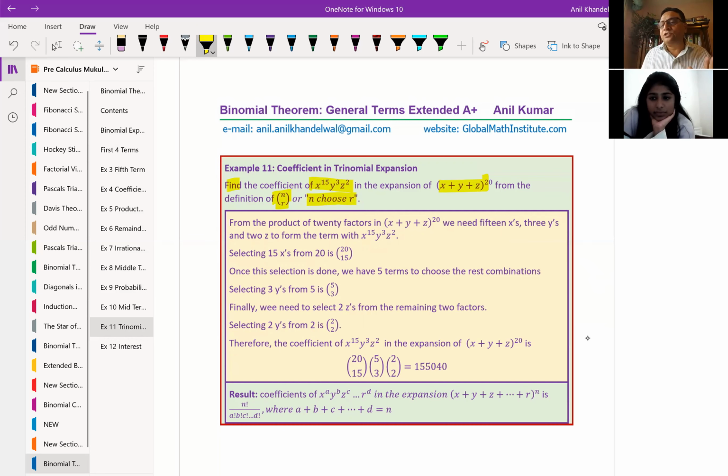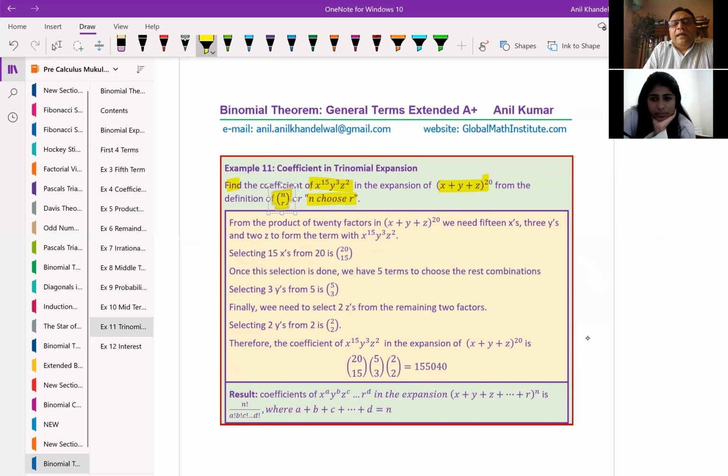See how difficult the situation is. We had so many steps for binomial expansions, correct? Now here we are looking for the coefficient of x to the power of 15, y to the power of 3, z squared in the expansion of (x + y + z) to the power of 20. I'm not taking any general term, but I'm going to use this definition of n choose r to get the answer.